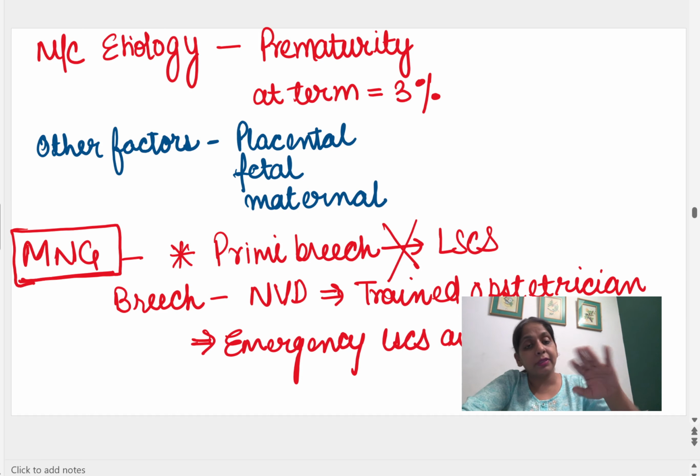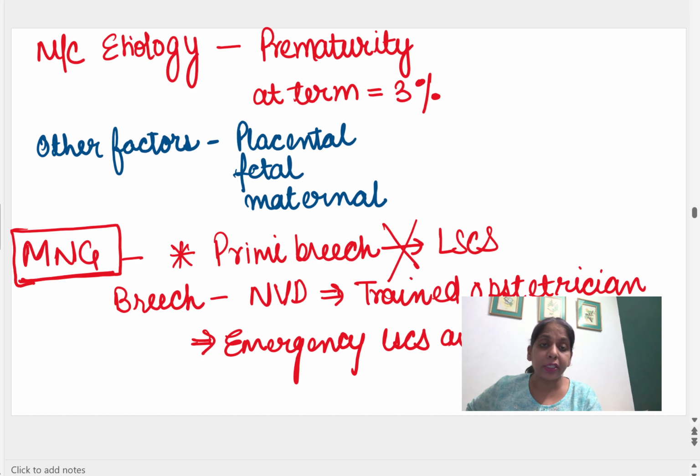As the fetus advances, they change their position, and at term only 3% are left breech. Okay, what are the other factors? If it is a placenta previa, then again breech position can occur. If there is any fetal anomaly or maternal uterine anomaly, these all are the other factors. Okay, but most common is prematurity.